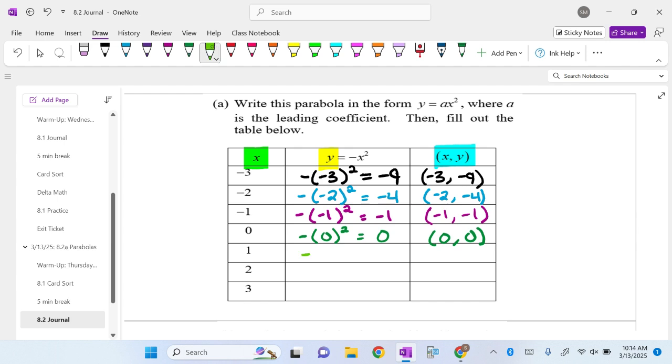Then we have negative times 1 squared. Well, 1 squared is 1, times a negative gives you what? So what's 1 times negative 1? Positive 1. So this is negative 1. So our point is 1, negative 1.